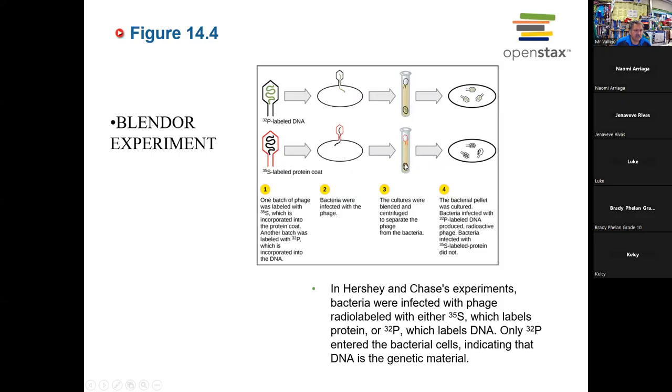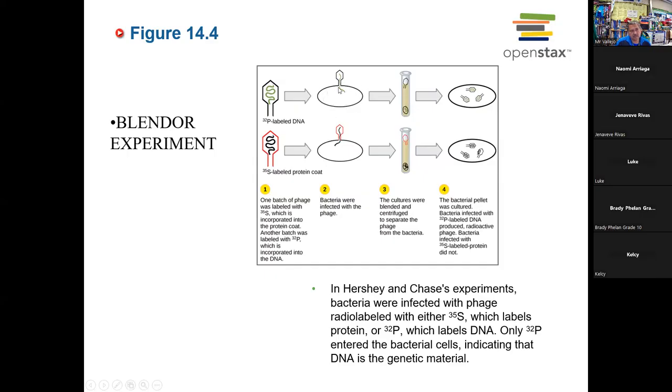So now you have the cell that has the virus DNA in there, and then this bacterium starts to make viruses. But there's no radioactive stuff in these viruses over here. On the other hand, here you have a radioactive phosphorus in the DNA, and that virus was allowed to attack the bacteria.